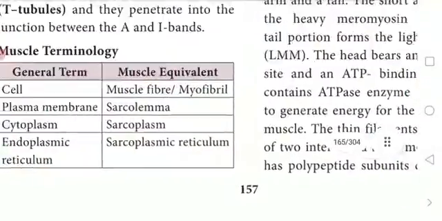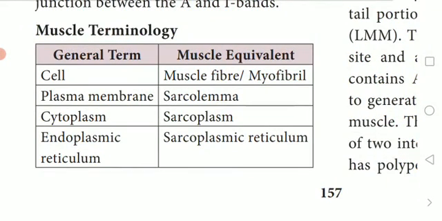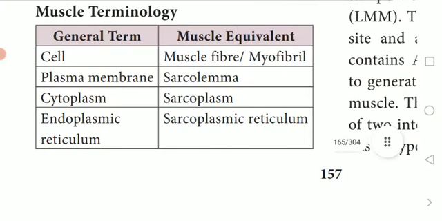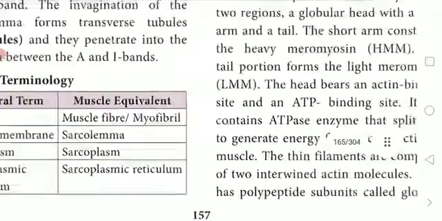The next one is here. Can you find this tabular column? Mark it, they will ask you one word. The muscle terminology: the cell plasma membrane, we call sarcolemma. The cytoplasm we call sarcoplasm. The endoplasmic reticulum we call sarcoplasmic reticulum. Important, two marks, just mark it out.